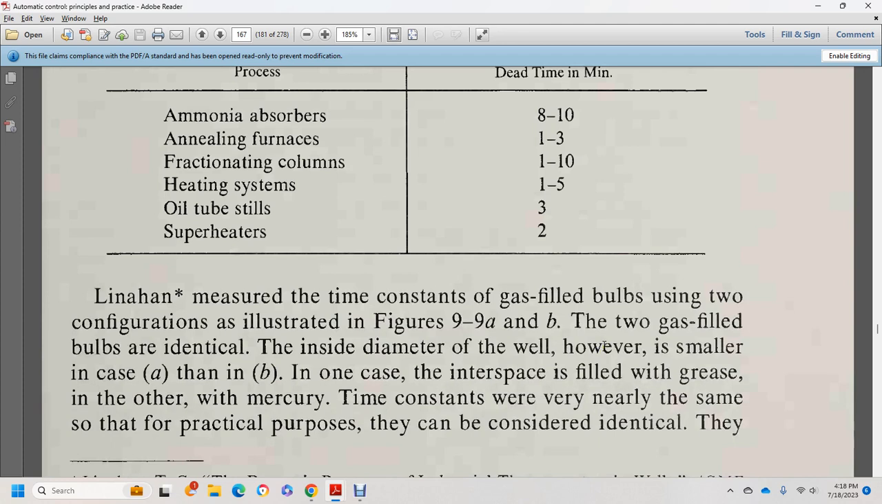The time constant of gas-filled bulbs was measured in the two configurations illustrated in Figures 9-9A and B. Two gas-filled bulbs were identical to the inside diameter of the well, however one is a small one in case A, then in B. One cavity inner space was filled with the other with mercury. The time constant was very nearly the same, so they can be considered identical.